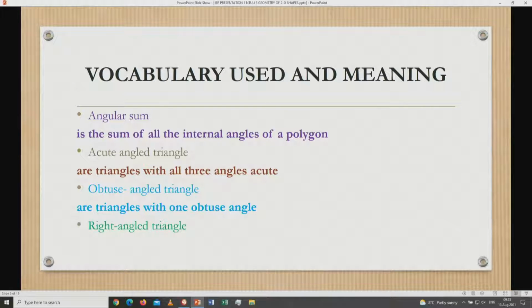And then there is what we call right-angled triangle. Right-angled triangles are triangles with one angle equal to 90 degrees. So it means for a triangle to be called a right-angled triangle, one angle must equal 90 degrees. Then it satisfies the description of a right-angled triangle.